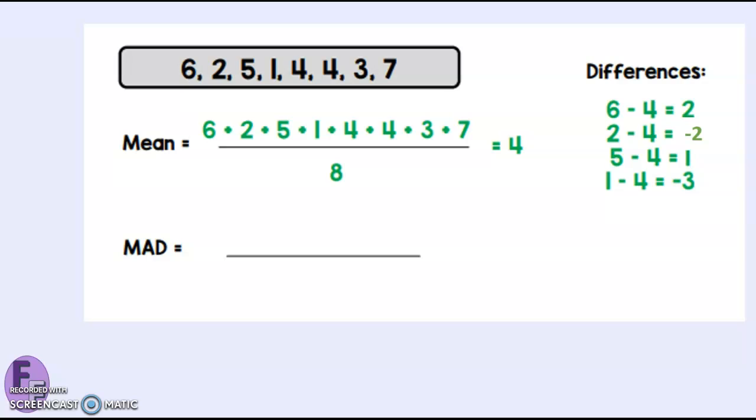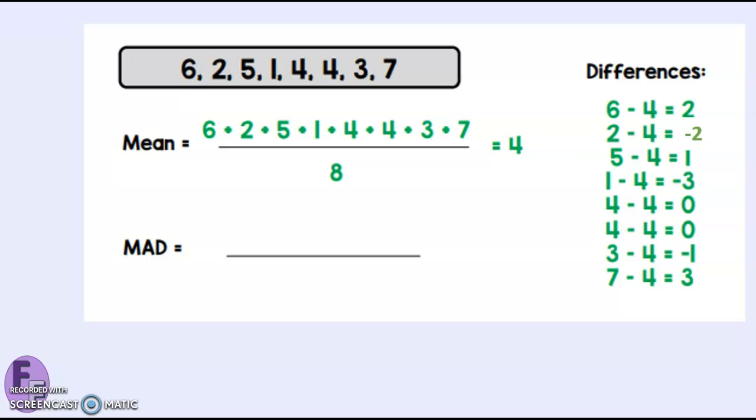4 minus 4, I skipped. 1 minus 4 is negative 3. Sorry, y'all. 4 minus 4 is 0. Another 4 minus 4 is 0. 3 minus 4 is a negative 1. And 7 minus 4 is a 3.